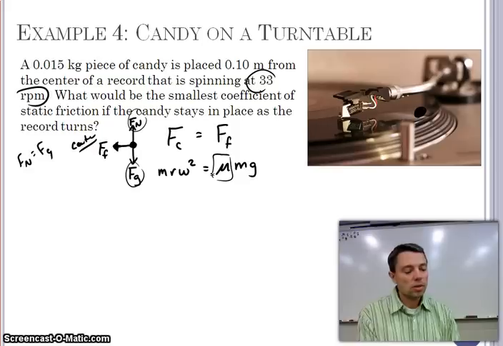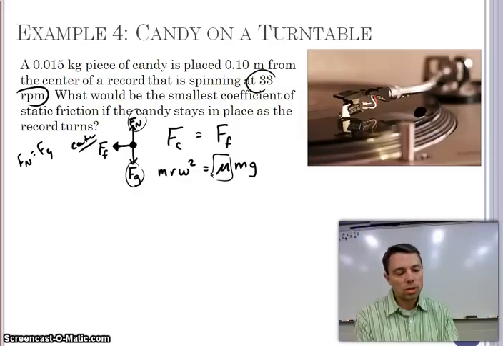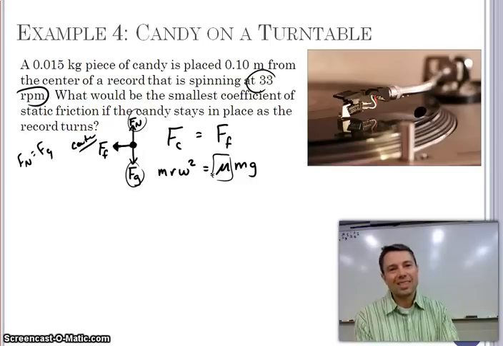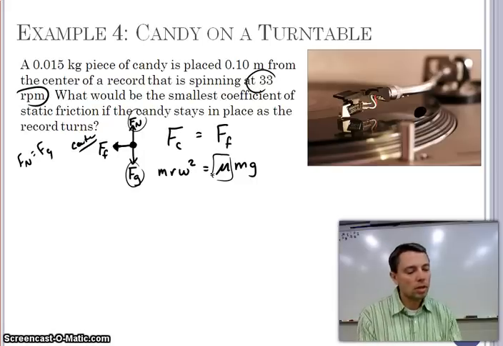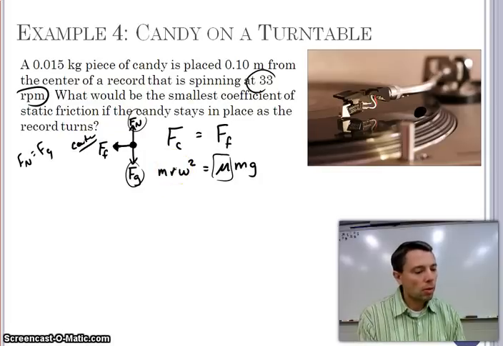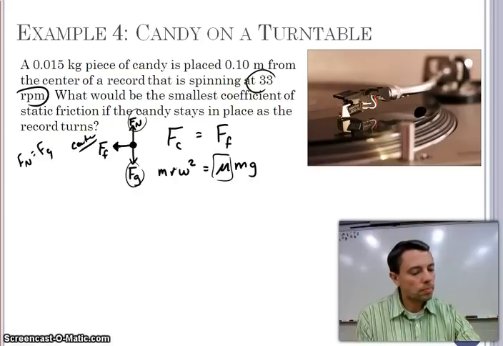The other option would be, and this might be a different problem, a different problem could ask, given a coefficient of friction, how fast would the turntable have to spin in order for you to exceed that? So in other words, we could look at it in a rotational standpoint. All right, so continuing on with this, I know the mass of the piece of candy. The mass of the piece of candy is 0.015 kilograms. I know the radius, which is 0.1 meters.